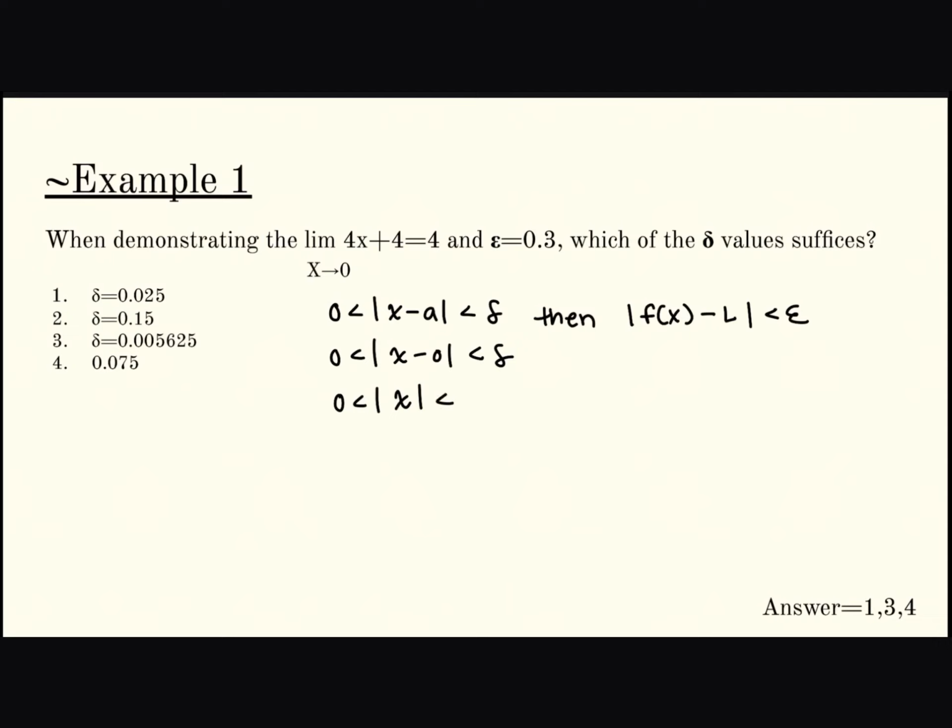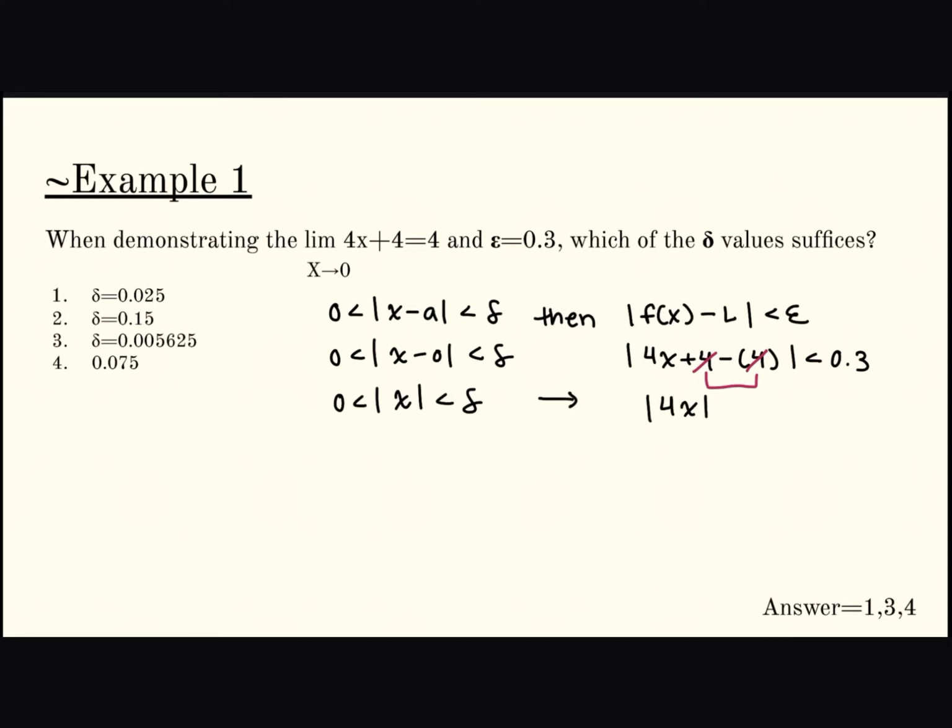Since the value of a is equal to 0, we can just leave it as the absolute value of x for the interval of delta, and then we can input the information for the other side of the definition for epsilon. What we do now is try to solve the inequality for epsilon so that we can create a relationship between both sides of the definition.